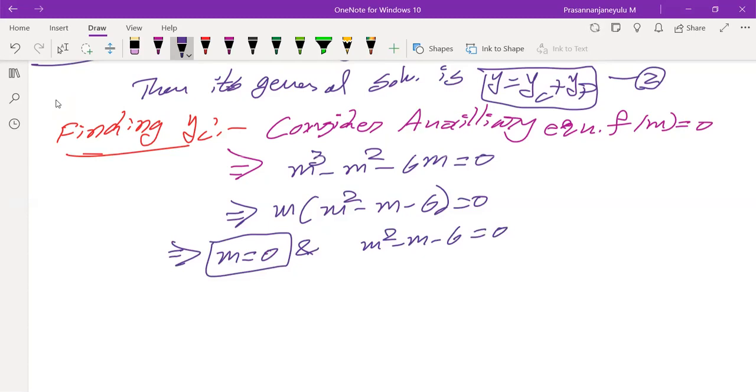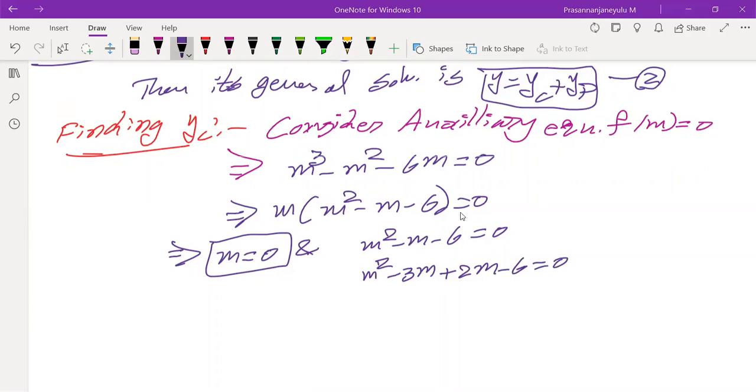writing this as a polynomial: the product of two values is minus 6 and their sum is minus 1. How can we write it? The values are 3 and 2. So m square minus 3m plus 2m minus 6 is equal to 0. Like this we'll get it.